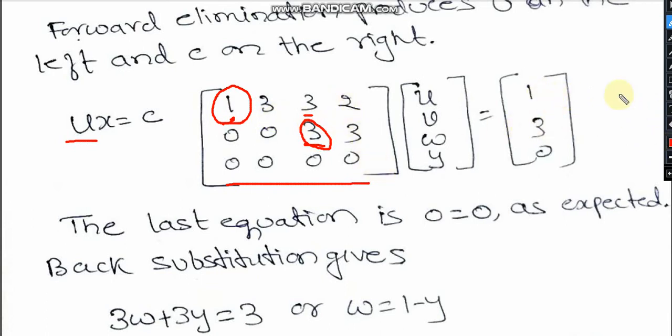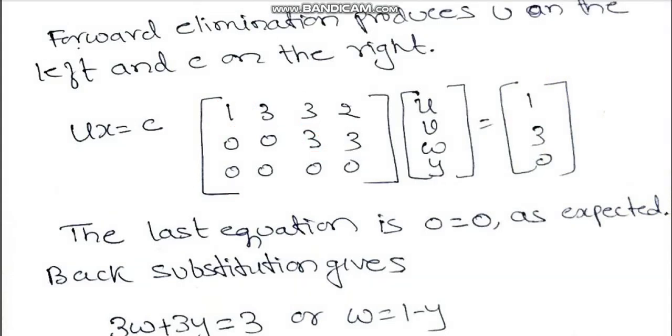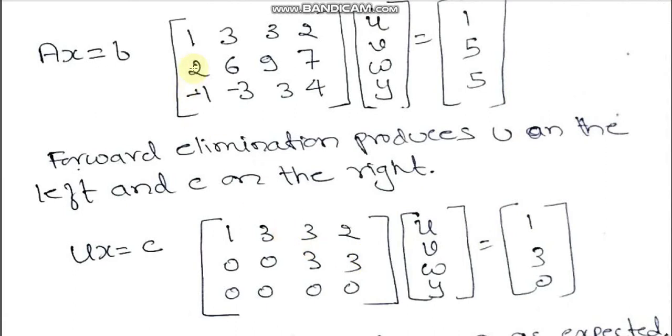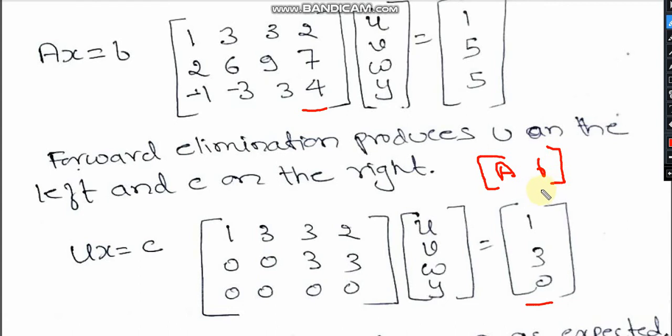Whatever row operation we did for A in the previous example, the same row operation will be applied to b also. The b given is 1, 5, 5. You can write the complete A matrix with all four columns, and write b alongside it, and we call this the augmented matrix. Applying the row operations together on A and b, b changes to 1, 3, and 0.